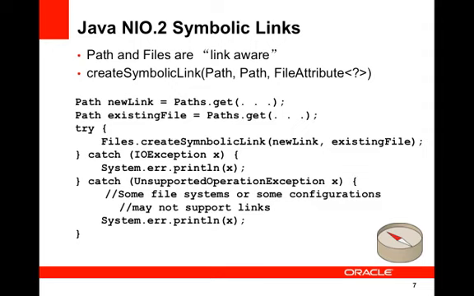The example code snippet here creates a symbolic link with default permissions. Now, the FileAttribute vararg enables you to specify initial file attributes that are set atomically when the link is created. However, at this particular point in time, that argument is intended for future use and it's not currently implemented.